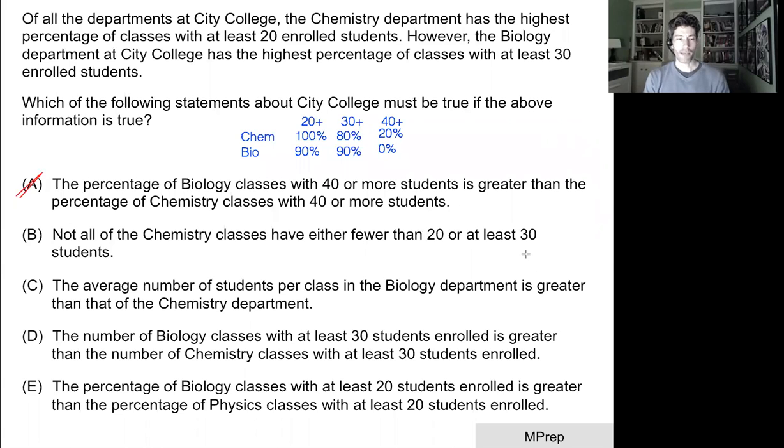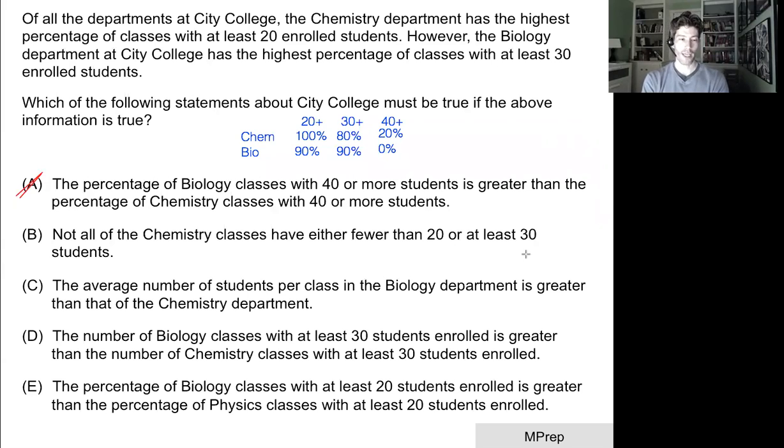Trying to think about what that means. Not all the chemistry classes have fewer than 20, at least 30. That one's pretty confusing, so let's not mess with the confusing one yet. Oftentimes the weird answer in critical reasoning is right because it deals with some information that you haven't really thought about yet. So let's leave that one and come back to it in a bit.